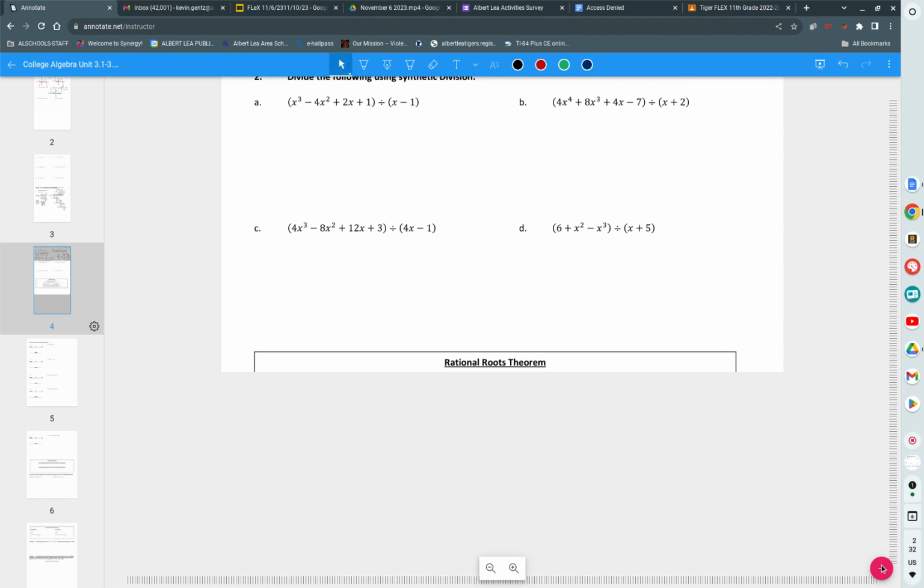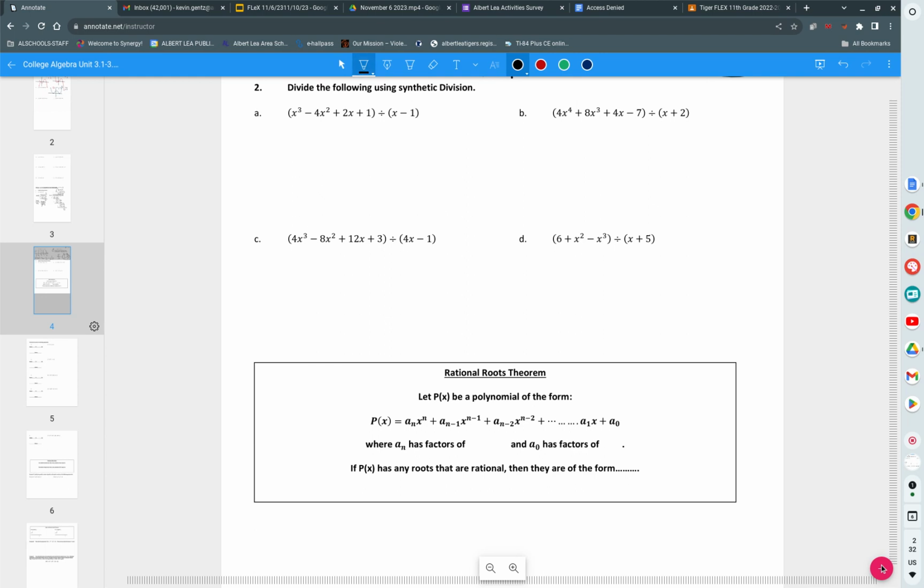Okay, I'm going to do one with you. You're going to do one on your own. You help me. What number do I put out front here for synthetic division? Put a 1. Numbers that go across the top are 1, -4, 2, and 1. What's the first step? Drop the 1. I multiply and get 1.